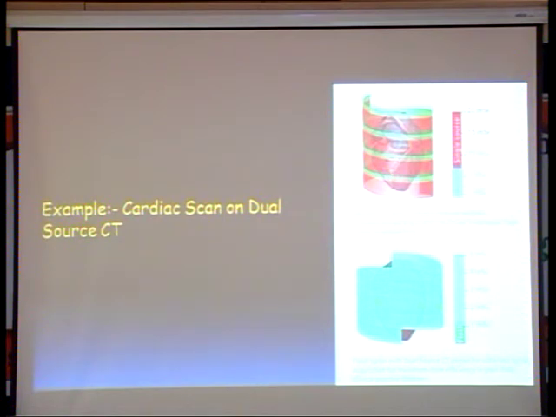This is an example of a cardiac scan using a dual source. This is a single source, in which the red part is the overlapping of the images. You are exposing a patient twice for one anatomy, whereas in this you are not exposing the patient twice.